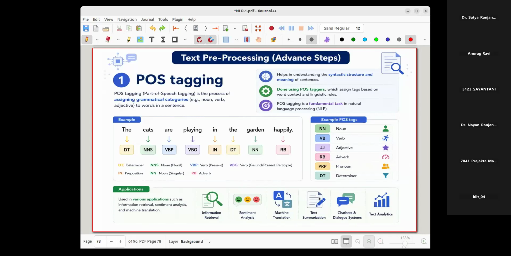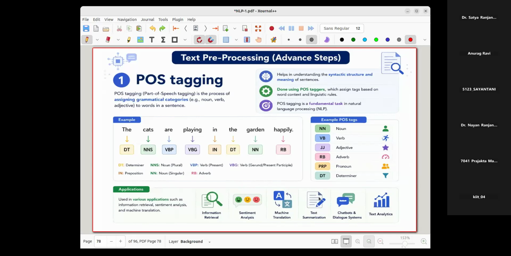First one is POS tagging. POS stands for part of speech tagging. What is it? It is the process of assigning grammatical categories to every word in a sentence. What is a grammatical category?